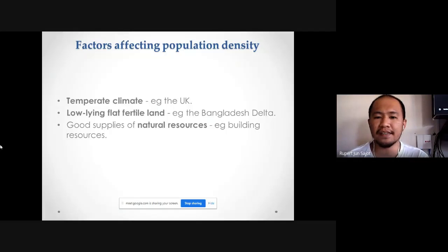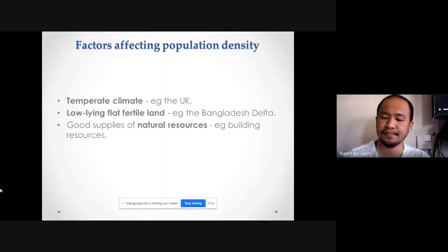Next, we have low-lying flat fertile land. Example, the Bangladesh Delta. Next, good supplies of natural resources. Example, building resources. Okay, so these are just samples of the factors that could affect population density. If you are very attractive to the people, it's because you have this kind of resources that offer better job opportunities, better fertile land to plant on, or better supplies where your building can sustain for several years or decades. Then that would mean that it's very attractive for growth and development for that place.